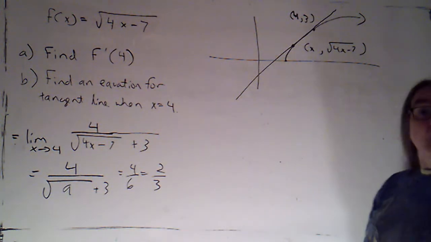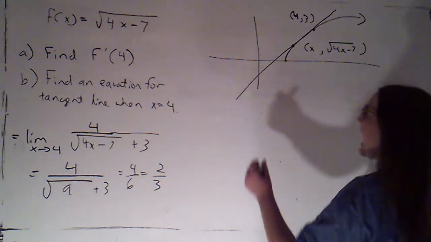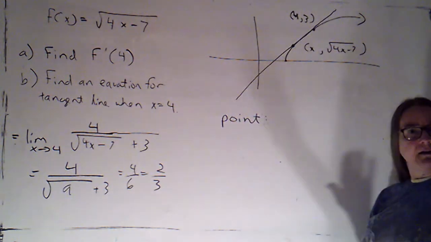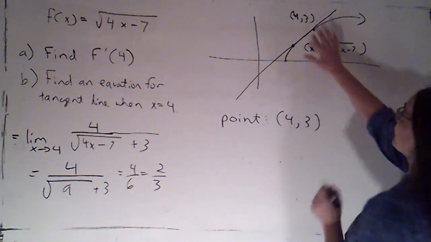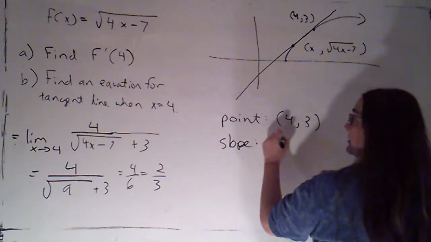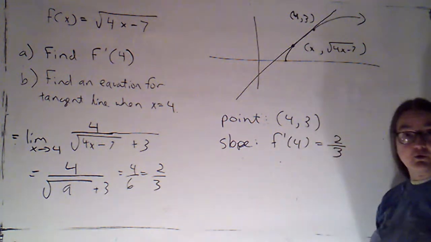Okay, for part B, I want to find the equation of the line. Now, there's more than one way of doing this. I generally am going to use point slope form, because when I'm finding a tangent line, I'm almost always going to have a point. In this case, that's (4, 3). That's my point of tangency. And I'm going to have my slope, which was f prime of 4, which we just calculated is 2/3.